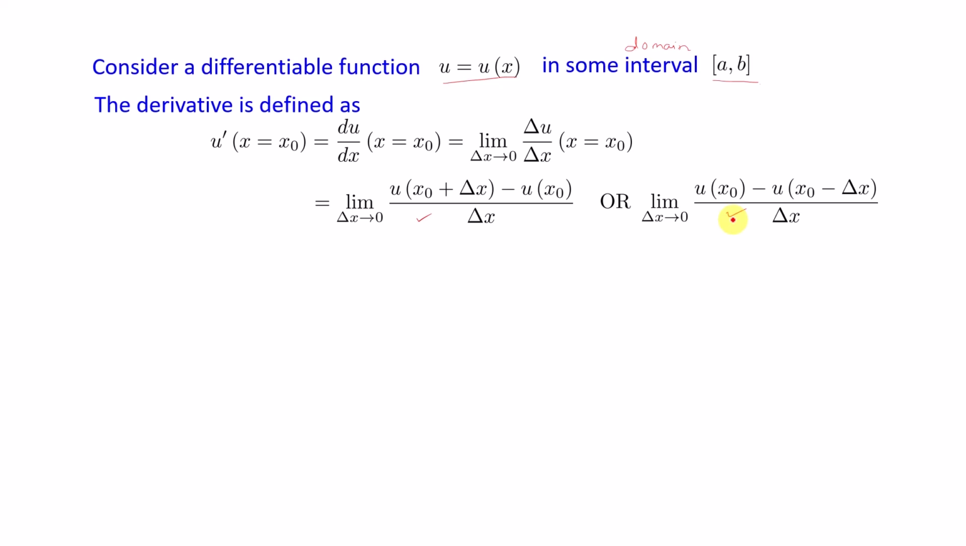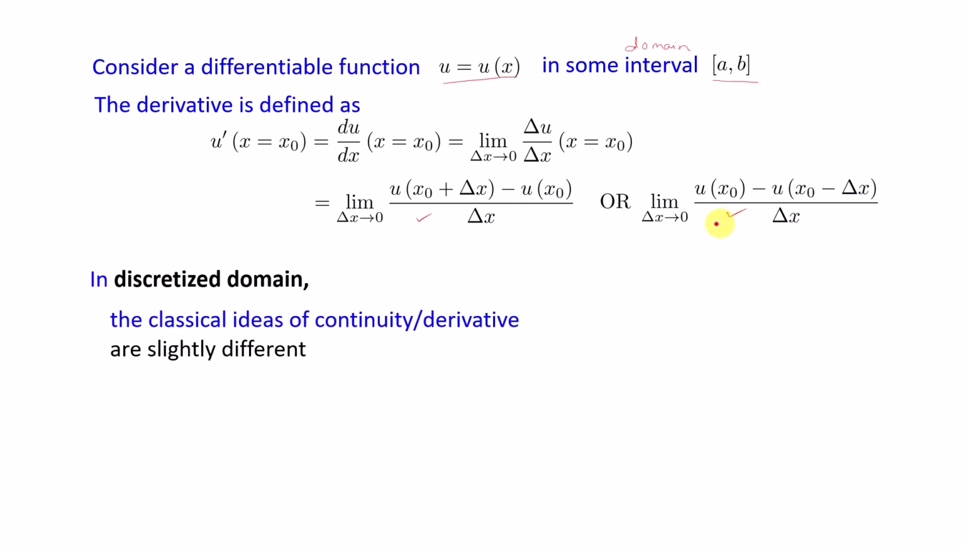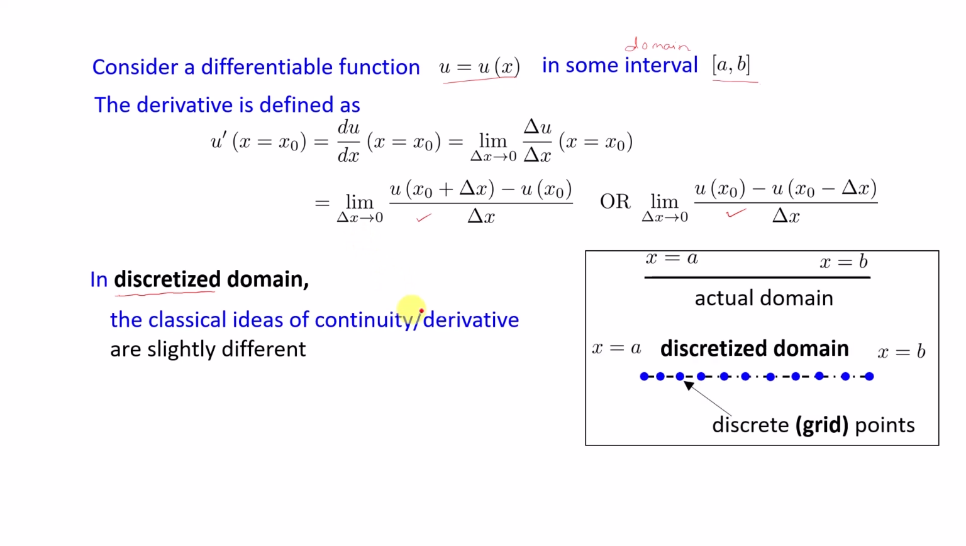Now this idea of derivative is not like this when we talk in a numerical sense, because the idea of continuity is not applicable here. In numerical method, our domain or this interval a, b is discretized. This is not continuous anymore. Therefore, this idea of limit tends to 0 does not apply there.